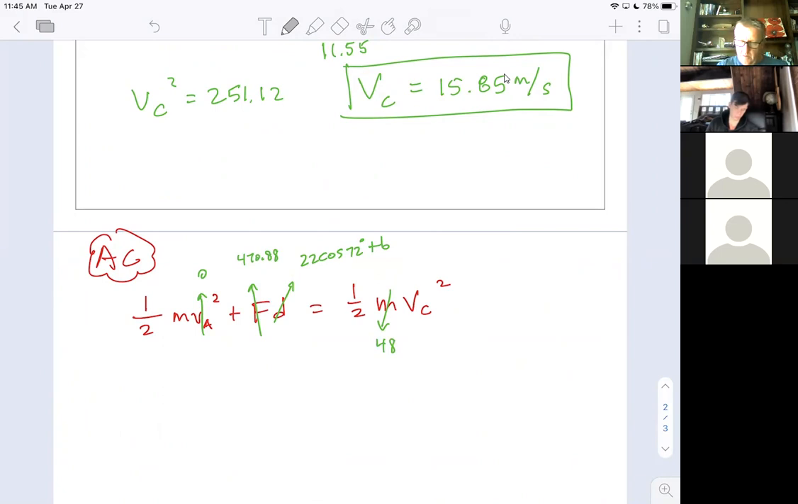Just to double check really quick. I don't know why I'm doing this because it obviously is true. Times 22 cosine of 72, plus 6, gotta have that in parentheses, times 2 divided by 48. Yeah, get the same answer. Isn't that kind of cool?